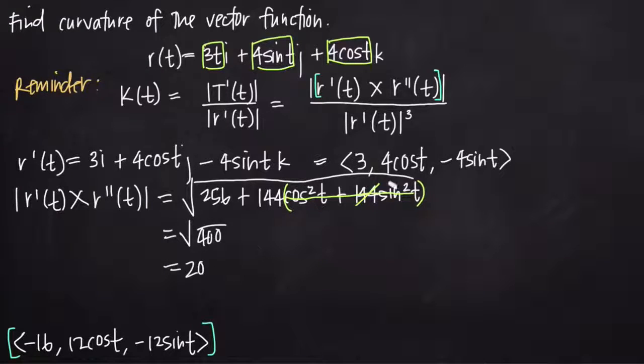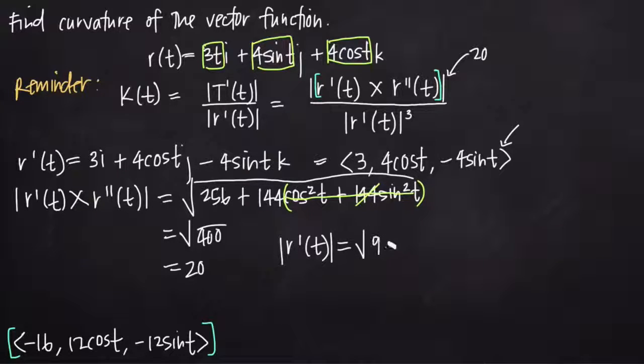So now we have a value for our numerator of 20. We just need to find a value for our denominator. We have r prime of t, but then we need to take the magnitude of r prime of t. So we already have the derivative here, and we have its components right here. So let's go ahead and take the magnitude again. So we'll say the magnitude of r prime of t is going to be equal to the square root. Remember, we're squaring each of these.